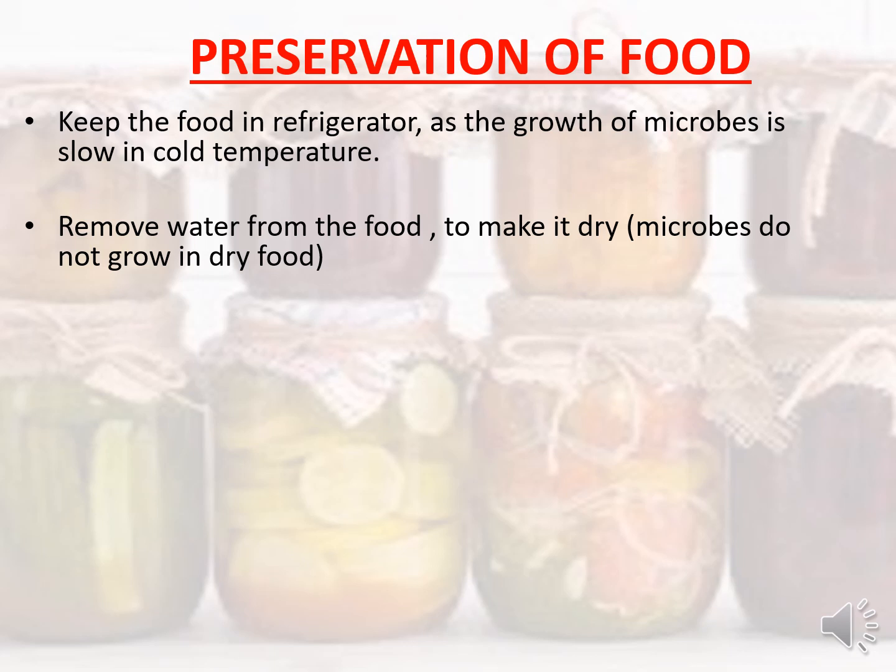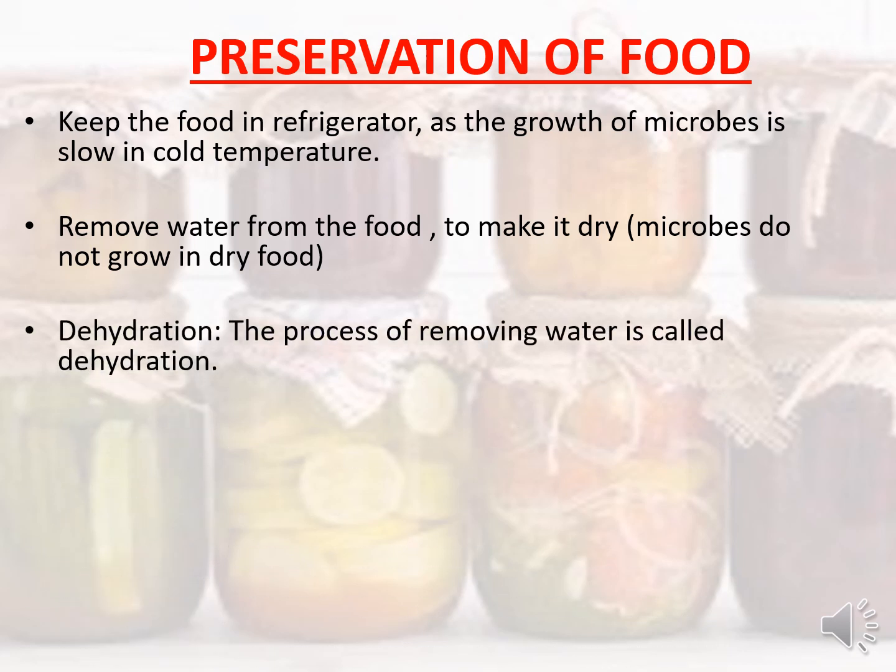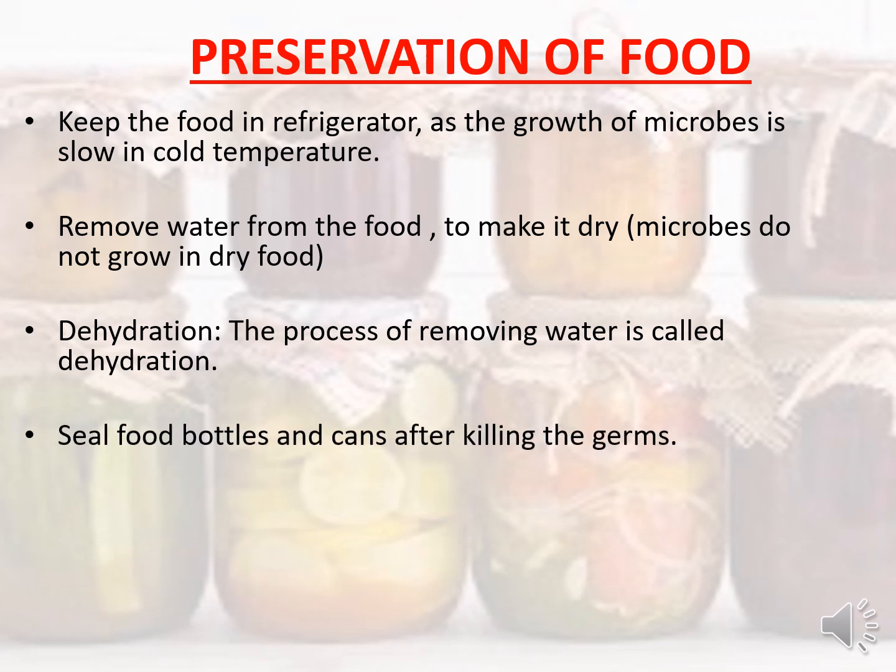Second is the removal of water from the food to make it dry, because microbes do not grow in dry food. Yes, you should remove the water and keep your vegetables dry so that food does not get affected by the microbes. The process of removing water is called dehydration. What is it called? Dehydration. Whenever we remove water from the food, it is called dehydration.